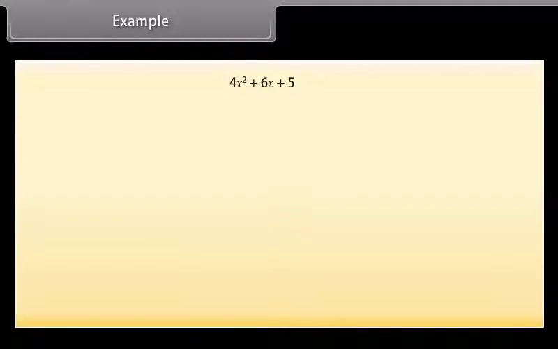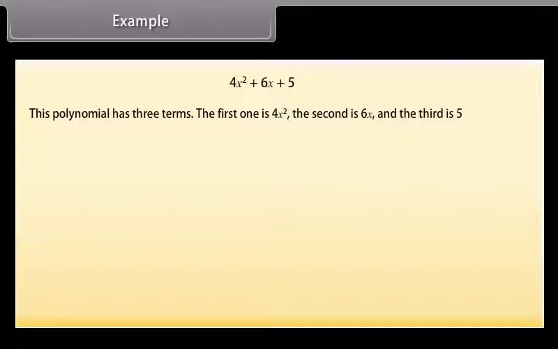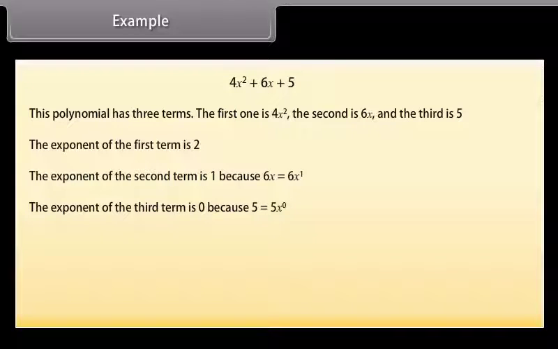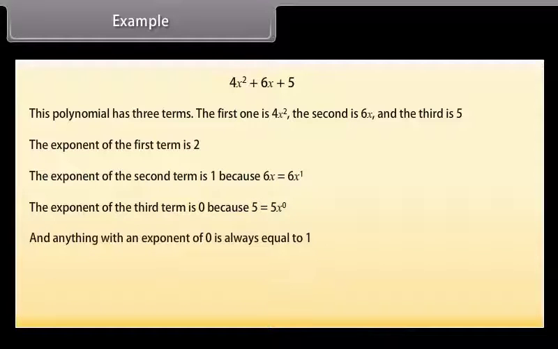Example. 4x square plus 6x plus 5. This polynomial has 3 terms. The first one is 4x square, the second is 6x, and the third is 5. The exponent of the first term is 2. The exponent of the second term is 1 because 6x is equal to 6x raised to the power 1. The exponent of the third term is 0 because 5 is equal to 5x raised to the power 0. And anything with an exponent of 0 is always equal to 1.